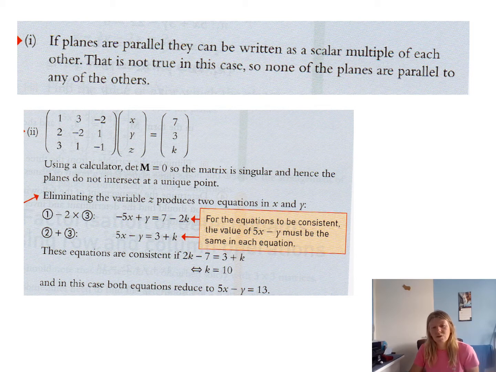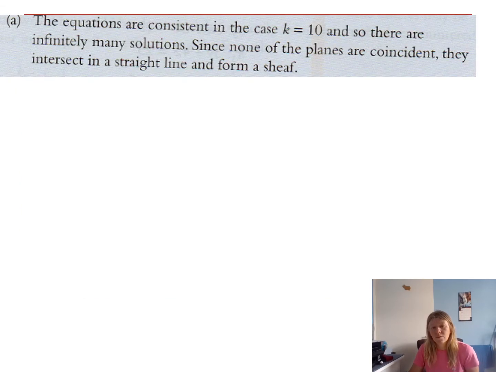So then you have to do a bit of elimination of one of the variables and you get 2 equations. Do they make sense? So when you substitute 10 in as the k, do they make sense? That is the big question. And apparently they do. Oops, sorry. So when the constant k is 10, there are infinitely many solutions because that made sense, it was consistent, and so they must be meeting in a straight line, a sheaf.